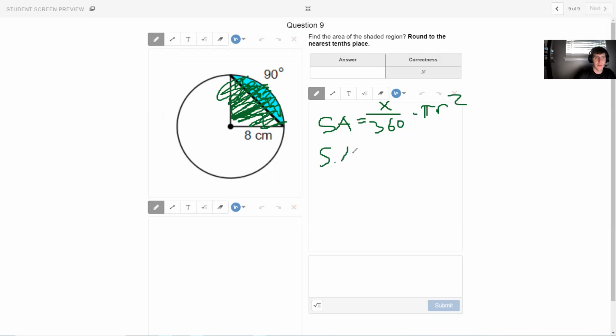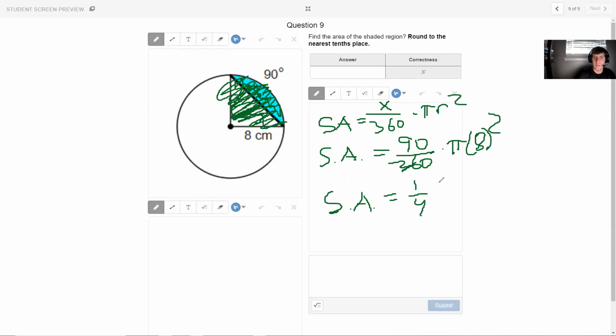So sector area is 90 over 360 times pi times 8 squared. Sector area equals, that's 1/4. And then 8 squared is 64 pi. And you can simply put it in your calculator at this point at the second step there. And then 1/4 of 64 is going to be 16 pi centimeters squared. Okay, so that's the area of that entire sector.